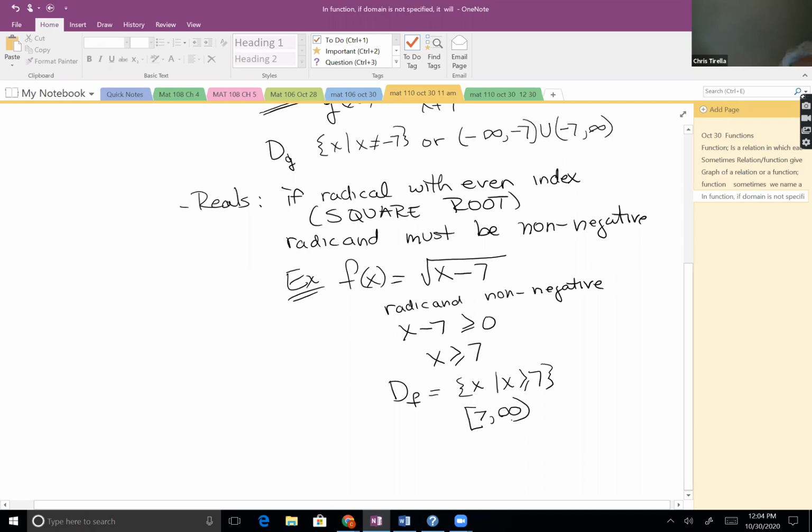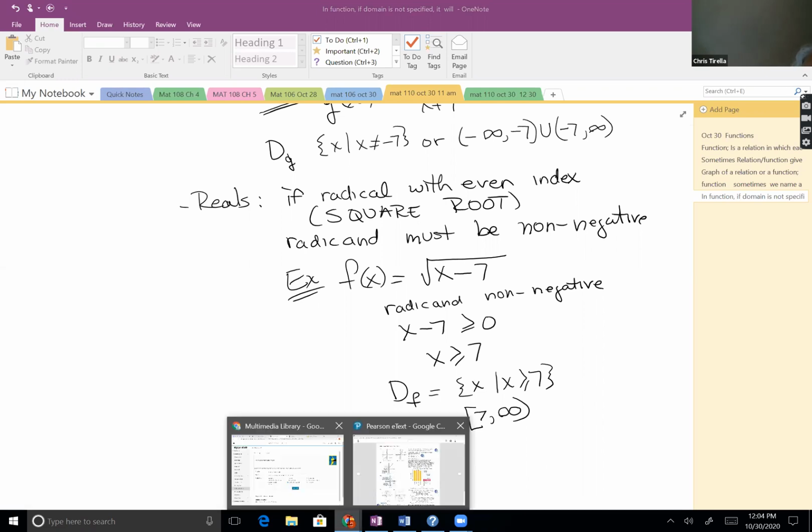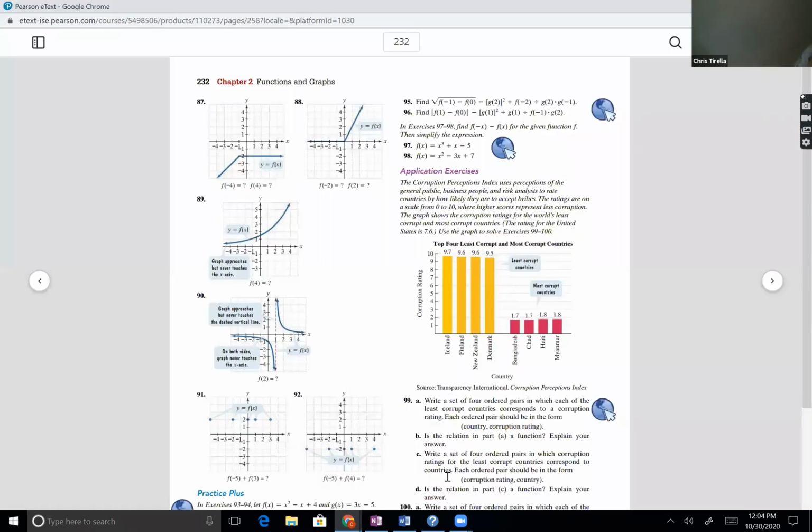Now, for just a second, while we're still on function notation, I want to go back and look at that textbook. And on this textbook page, they ask the real question.